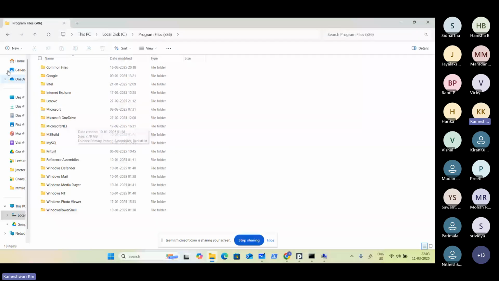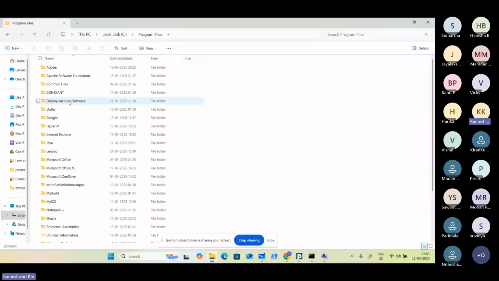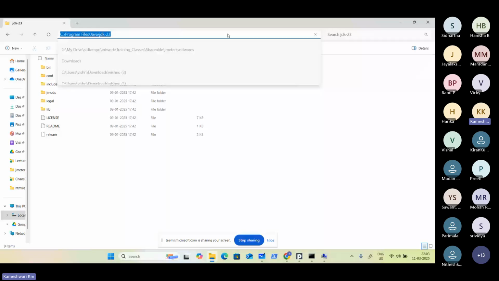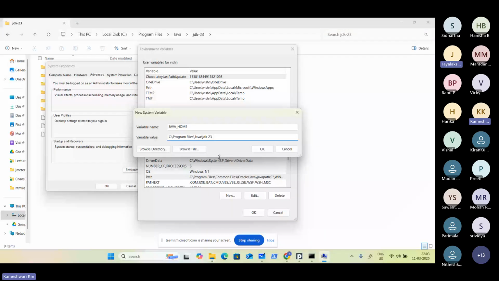And here go to Java. If you have two versions, you will see two. So let's say 23 is what I want, right? Just go inside that. Now copy this path till that JDK 23. Copy that path and put it here, in the variable value. Then give OK. So that should come here: JAVA_HOME and that JDK path.